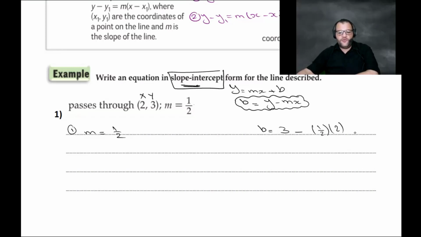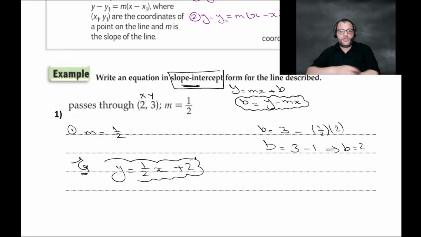So what is the value of b now? 3 minus 1. Then b equals 2. So the equation now would be y equals 1 over 2x plus 2. Any problem for this one? Is that clear? Okay.